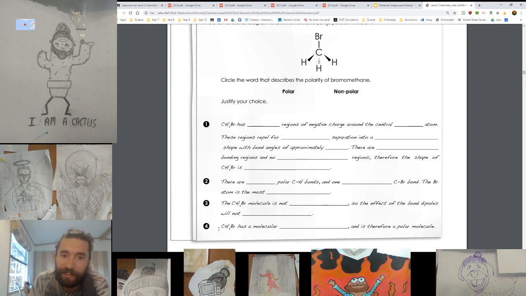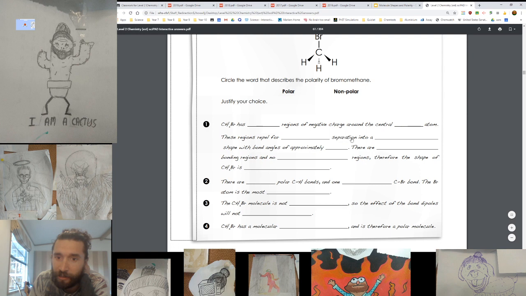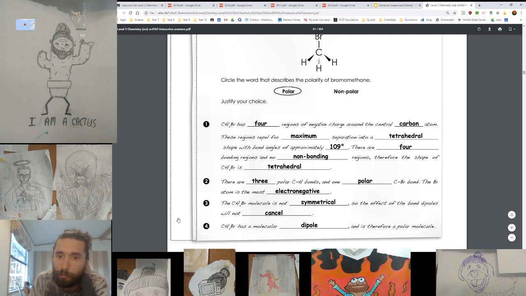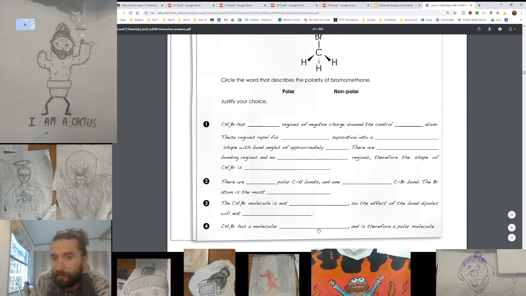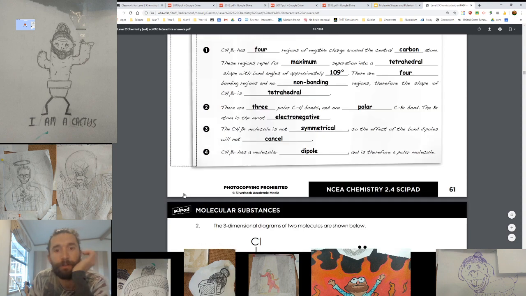Last step, they say CH3Br has a molecular dipole because the bond dipoles do not cancel each other out and is therefore a polar molecule. If it doesn't have a molecular dipole, it won't be polar.